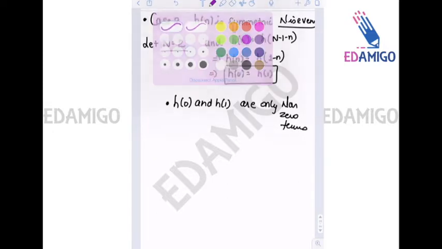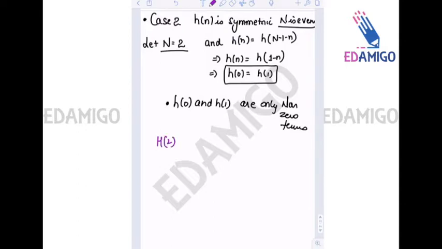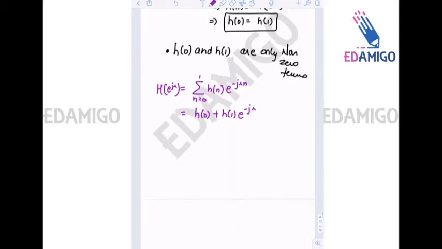Okay, so these are actually the examples I am taking, so that the examples are very simple and we can easily get to the conclusion without any problem. So H of e to power j sigma will be equal to the sum over n equal to 0 to 1 of hn e to power minus j sigma n, that is h0 plus h1 e to power minus j sigma.